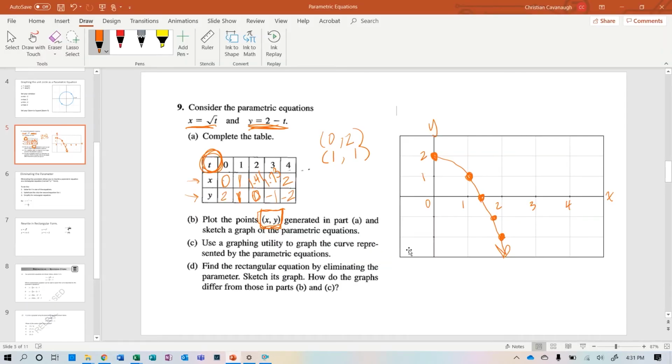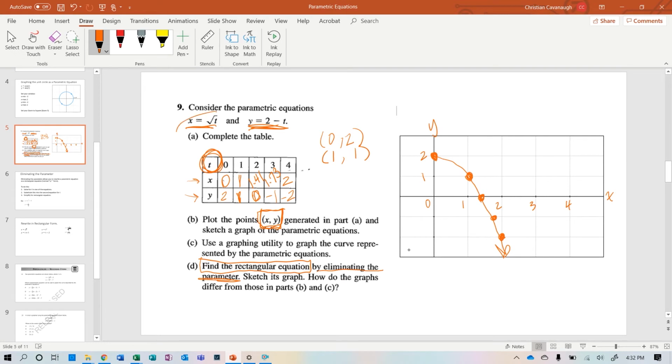Okay, last part, and arguably definitely the most important part of this whole problem, is we want to find the rectangular equation. And the rectangular equation literally just means the y equals something equation, or put it in terms of x and y. And to do that, we have to eliminate the parameter. So that means we're getting rid of t. And then it wants us to sketch the graph. Okay, that's fine. So basically, to get rid of t, we need to solve for t in one of the equations and then replace t in the other equation.